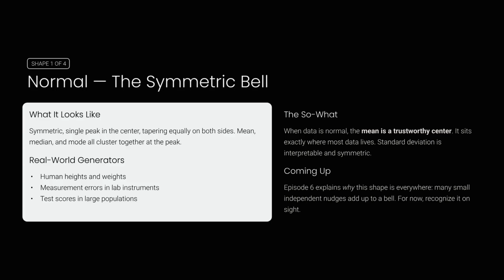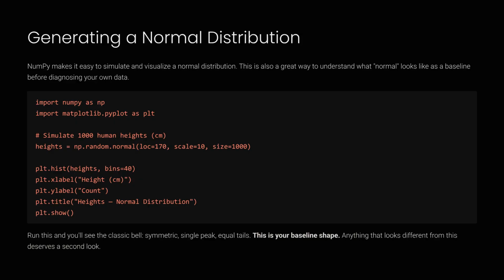First is the normal distribution, often called the bell curve. It's symmetric with a central peak where the mean, median, and mode coincide, making the mean a very reliable measure. Using NumPy, you can easily generate normal distributions. This provides a baseline, so whenever your data deviates from this classic bell shape, you know it requires further investigation.